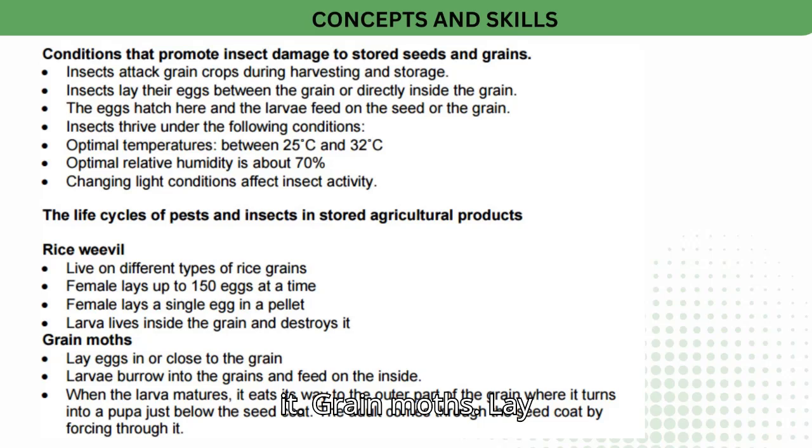Grain moths. Lay eggs in or close to the grain. Larvae burrow into the grains and feed on the inside. When the larva matures, it eats its way to the outer part of the grain where it turns into a pupa just below the seed coat. The adult comes through the seed coat by forcing through it.